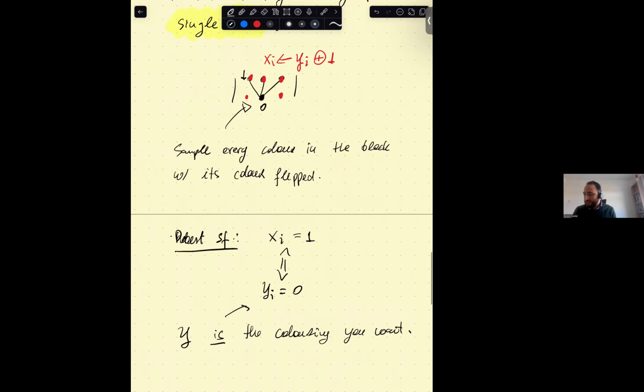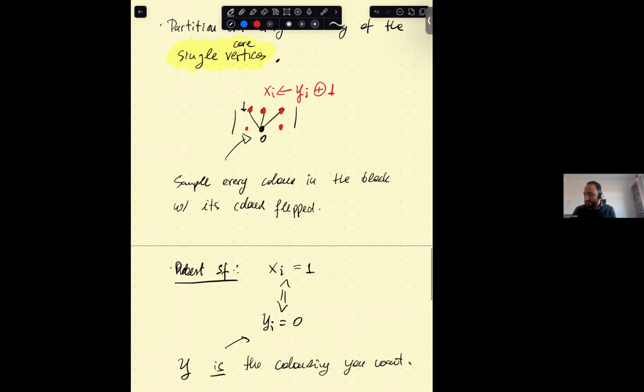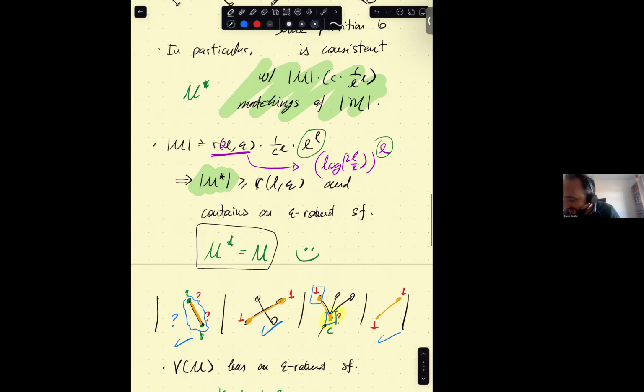Surprisingly, this is everything you would need to complete the proof. I'm happy to explain again if some step is not very clear.